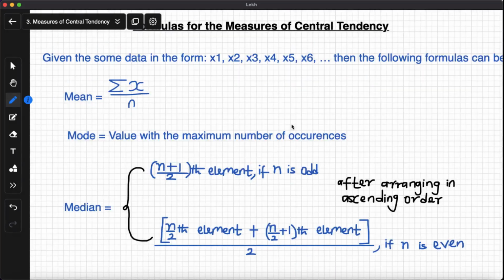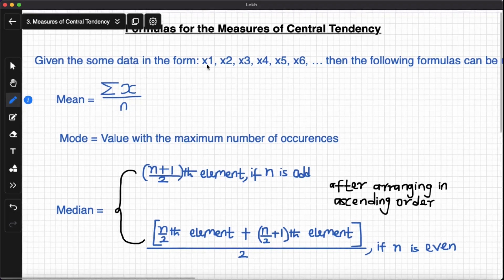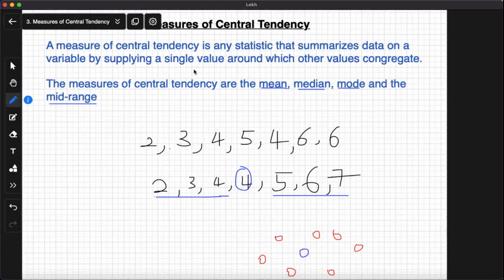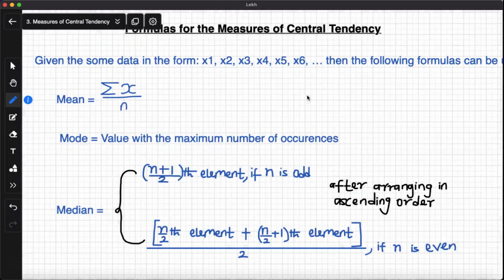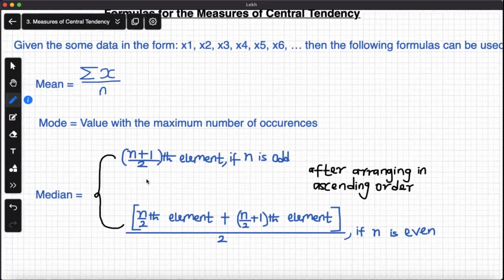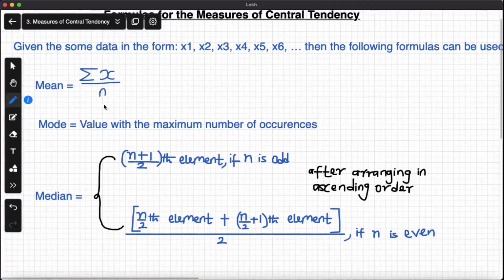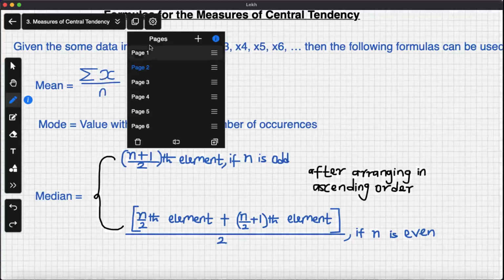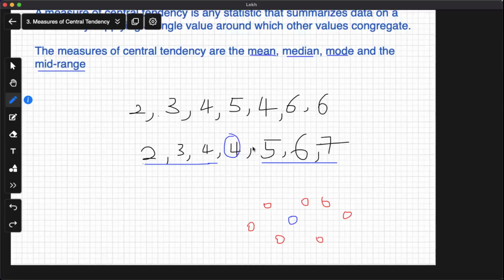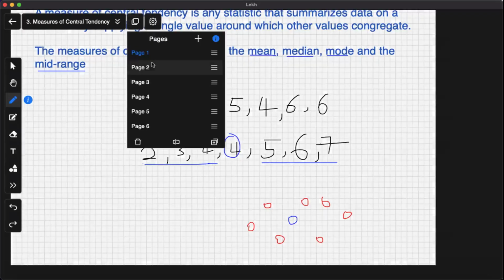Now, if we have our data in the form x1, x2, just like I did here, sometimes your data may be like that, and then you can use the following formula to obtain your mean, mode, median, and the mid-range. For the mean, summation of x, just add everything that you have here and divide by n. Just like in this example, we just say 2 plus 3 plus 4 plus 4 plus 5 plus 6 plus 7. And what's the number of observations? 1, 2, 3, 4, 5, 6, 7. So after adding everything, we divide by 7.